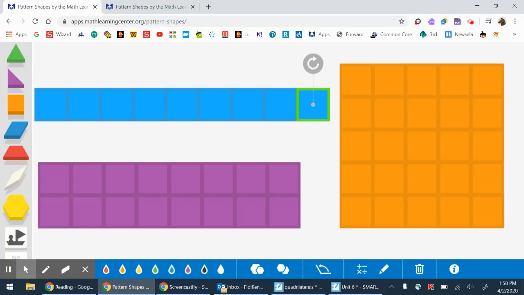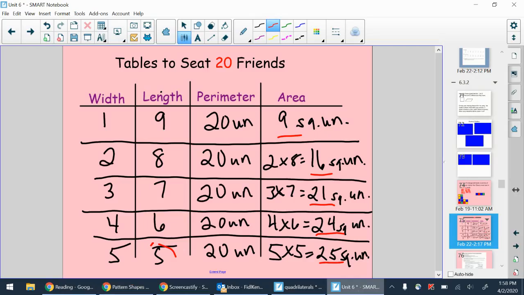Okay, so one thing I want you guys to be aware of is that when it comes to perimeter, we can have lots of different quadrilaterals that have the same perimeter, but they could have very, very different areas. And remember, area is the amount of space inside of something. So the perimeter and area don't always match up to each other. All right.